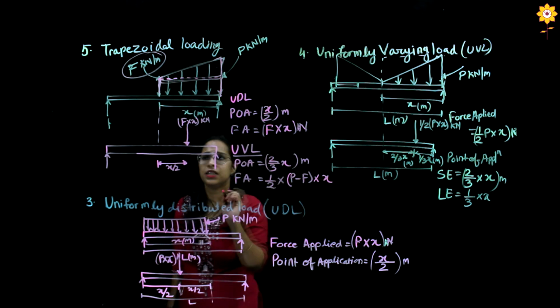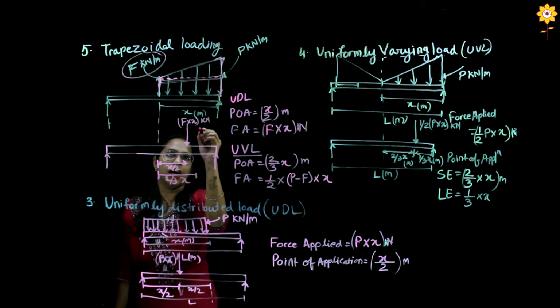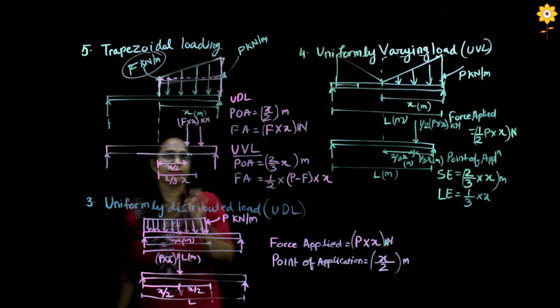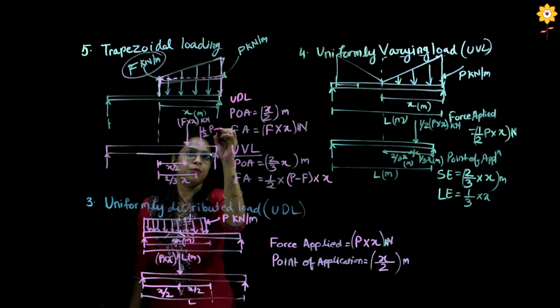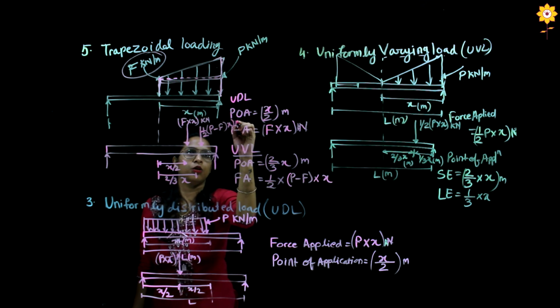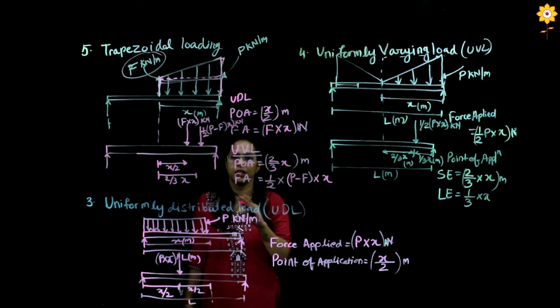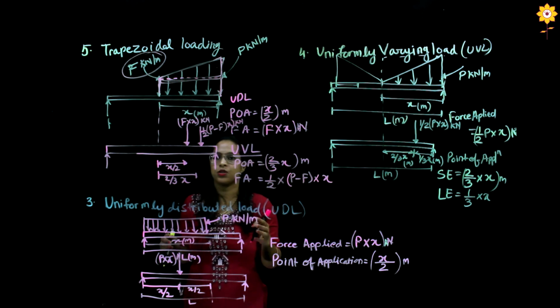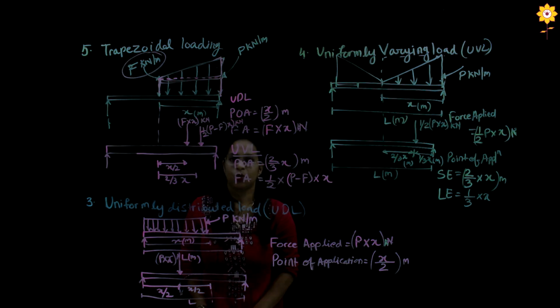So this would be my force applied. The distance would be from the same point, that is 2 by 3 of x, and the force is half of P minus F into x kilonewtons. This is how we convert the different types of loading into point loads, because only point loads can we solve properly. Thank you. Hope you understood.